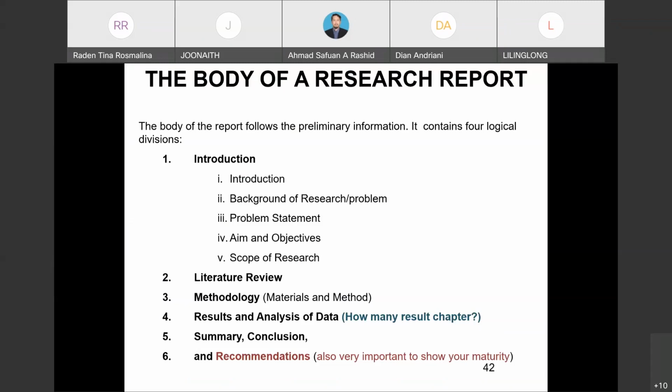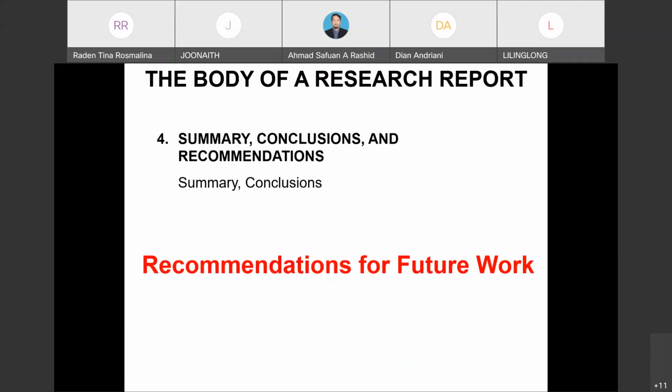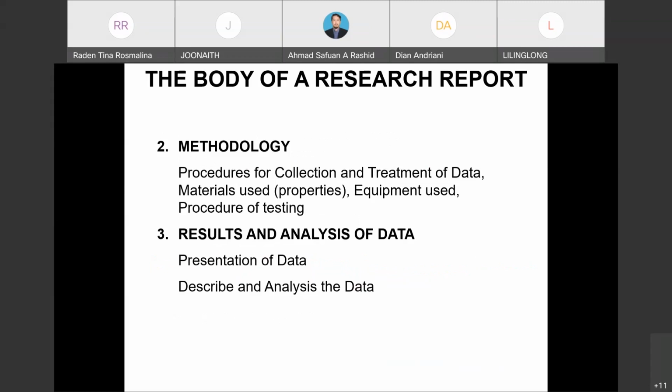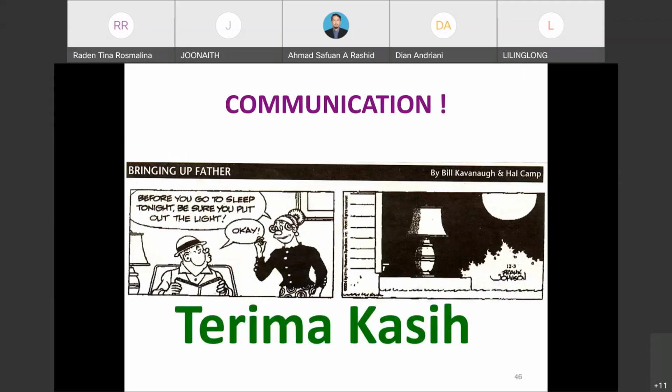So the body of a research report. This is what I have discussed previously: introduction, literature review, methodology, results, summary and conclusions. So it's just a repeat of the slide. Introduction, methodology, results, analysis of data, summary and conclusions, and recommendations for future work. So that is all for this afternoon's session.